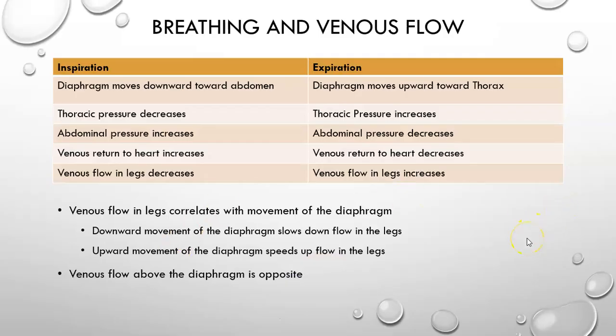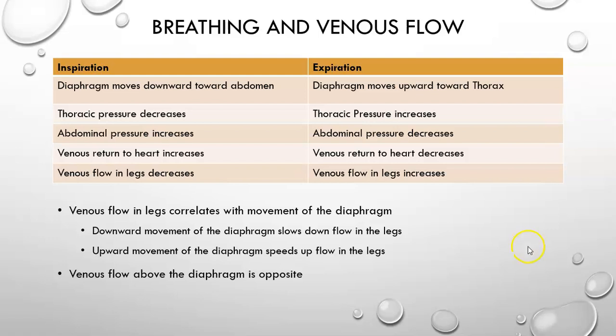So we're going to summarize it, and by the way, this was on the SPI exam when I took it last time. On inspiration, the diaphragm moves downward, thoracic pressure decreases, abdominal pressure increases, venous return to the heart increases, and venous flow in the legs decreases. On expiration, the diaphragm moves upward toward the thorax, thoracic pressure increases, abdominal pressure decreases, venous return to the heart decreases, but flow from the legs increases into the abdominal cavity.